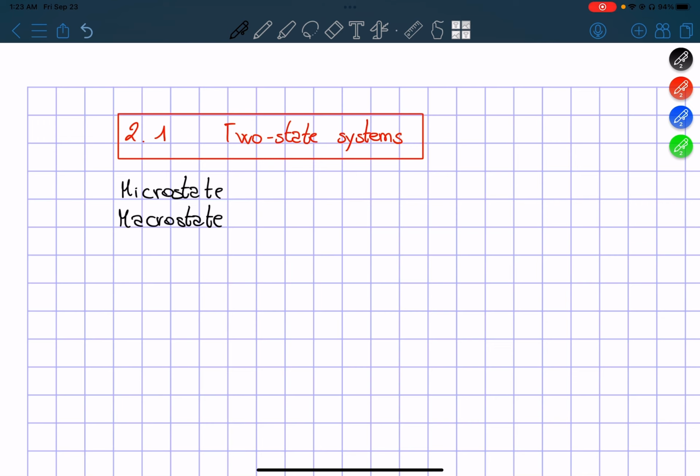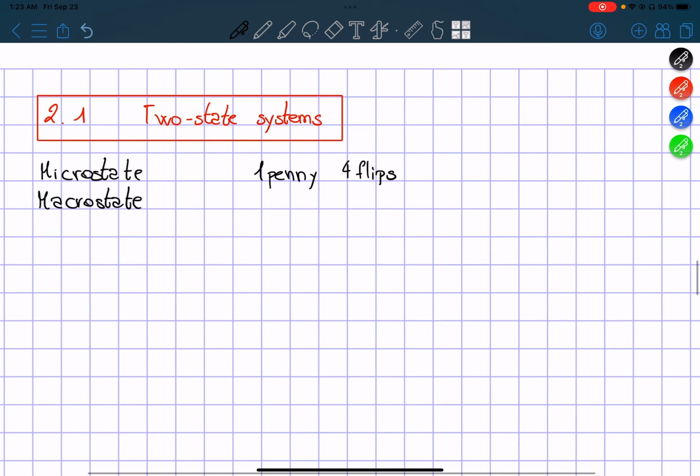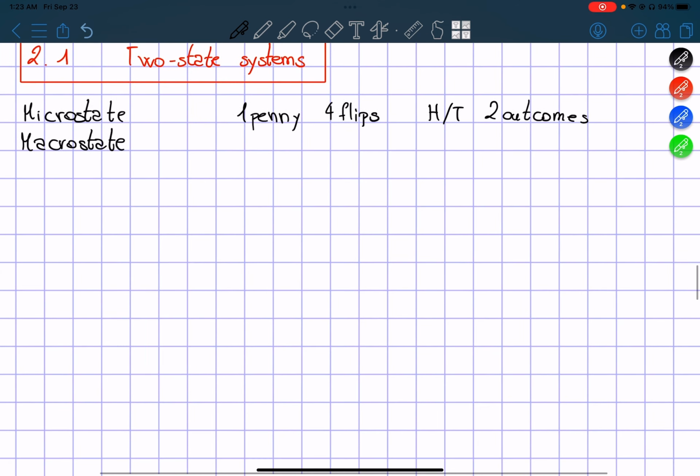So let's say I have 1 penny and I flip it 4 times. Now the penny can give me two results, either heads or tails. So I have two outcomes. So let's make a table. I have 1 penny that is shown the first time, a second time, third time, and a fourth time. And I want to know how many times I'm going to get 2 tails and 2 heads.